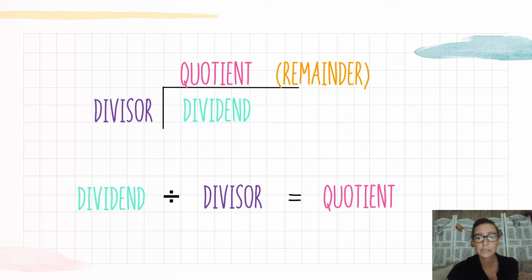And then the quotient goes up on top of that little house. That is the answer. And so sometimes you may have a remainder, and that is included at the top there where your quotient goes. So you would have your dividend divided by the divisor, and that equals the quotient.